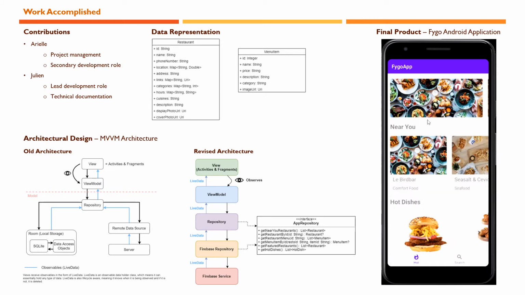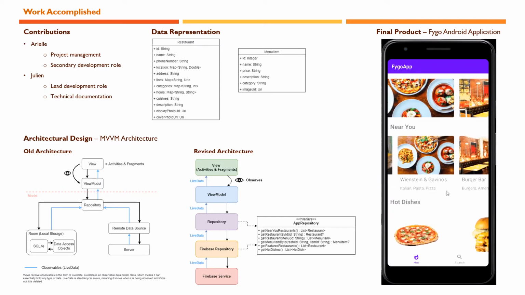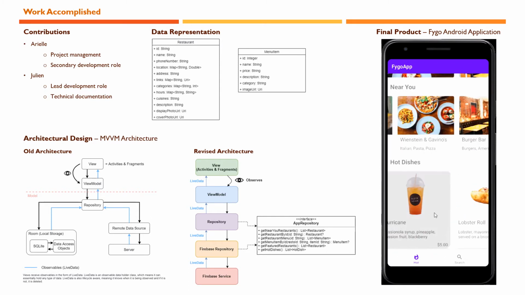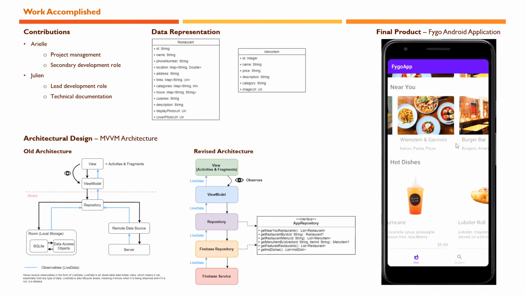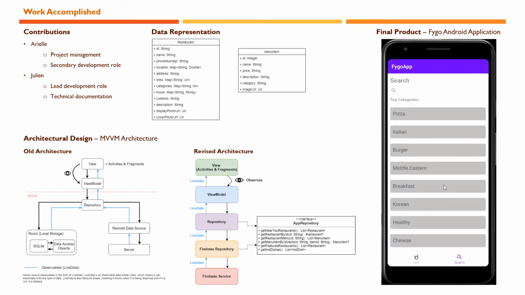The first thing we had to do in beginning this project was to figure out how to model the data for the restaurants and menu items. We came up with a rough idea of how we wanted to model the data and then adapted it as needed based on the data present in the database. The data representation shown here is the final product. We also had to come up with a suitable app architecture.